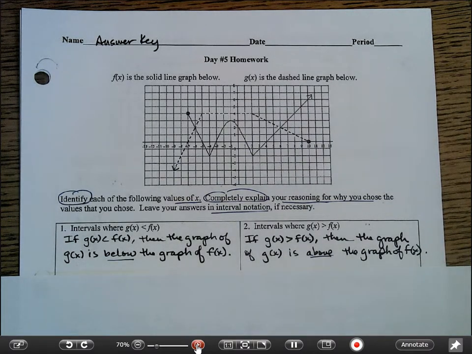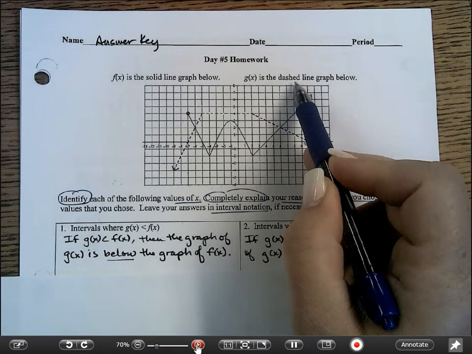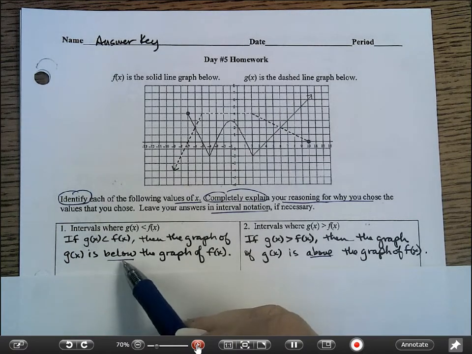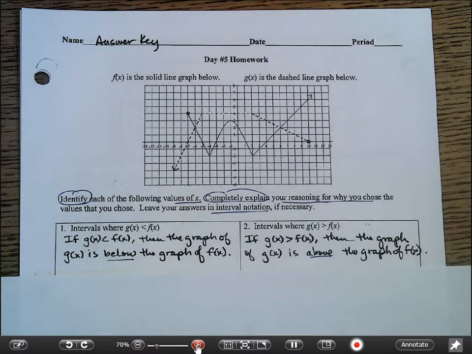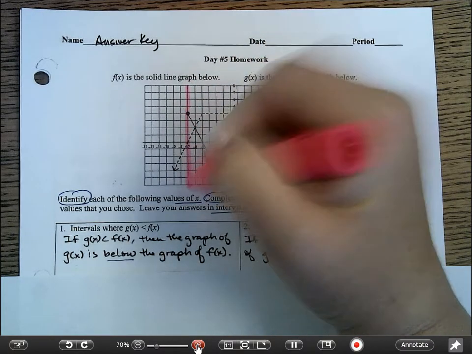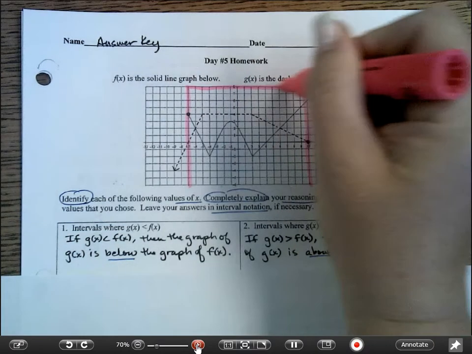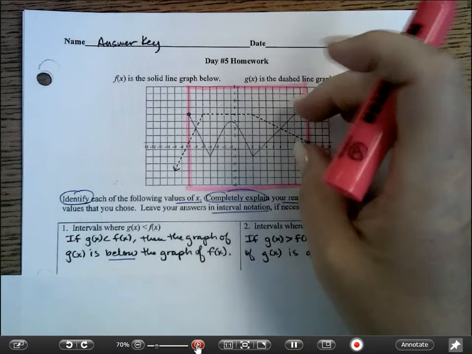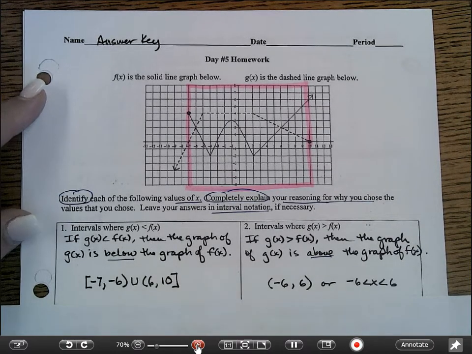So if we were to take a look and notice that the g function is the dashed line, we're looking for where the dashed line is below the solid line. So remember, we can only compare on the intervals where they have overlapping values. So we can only compare from here to here. All right, so this is the only interval where both graphs happen to be coexisting at the same time. So this would be the region for that.